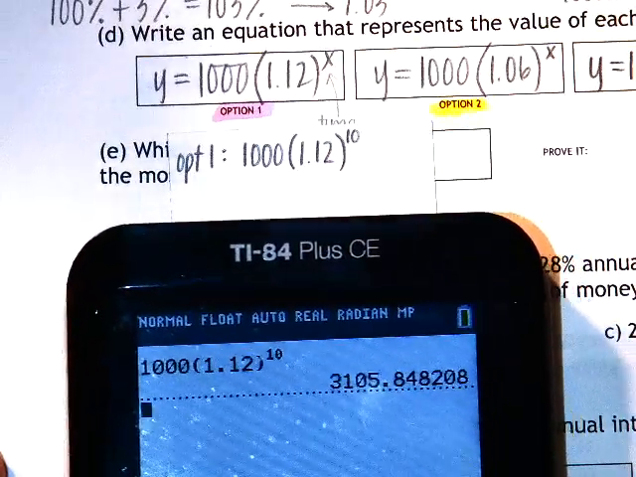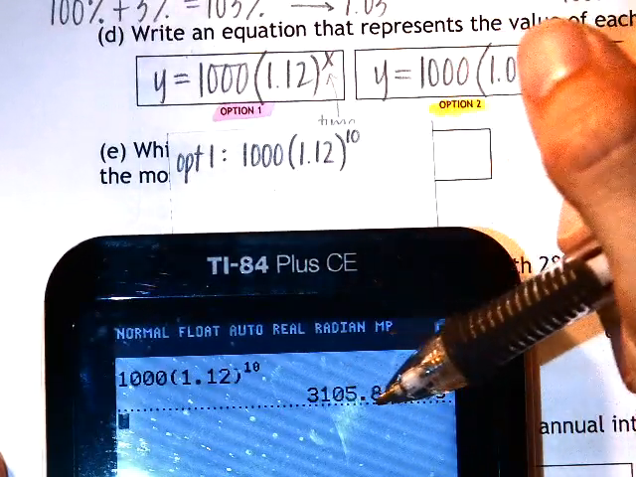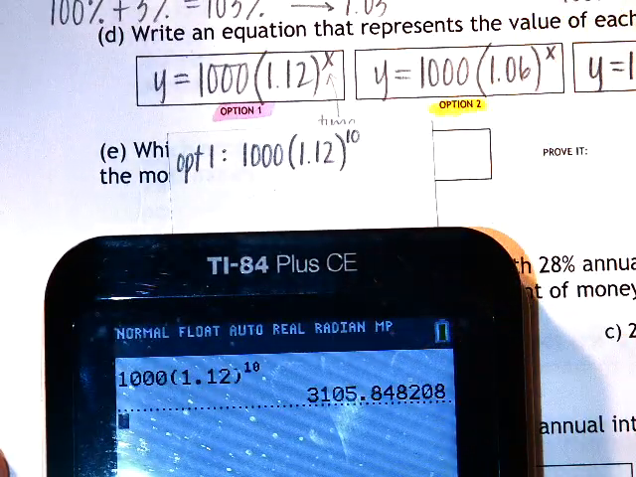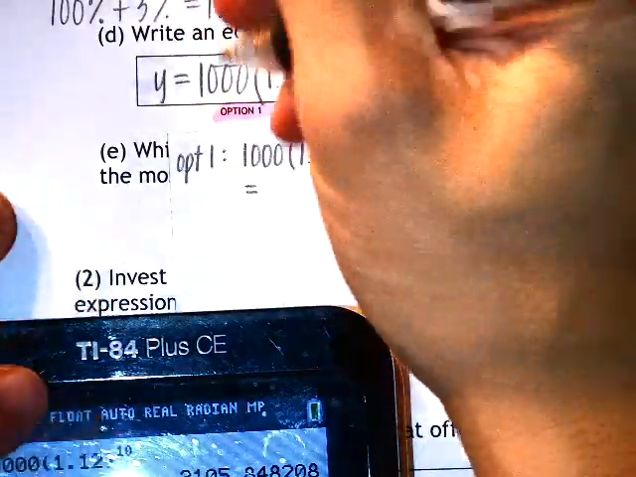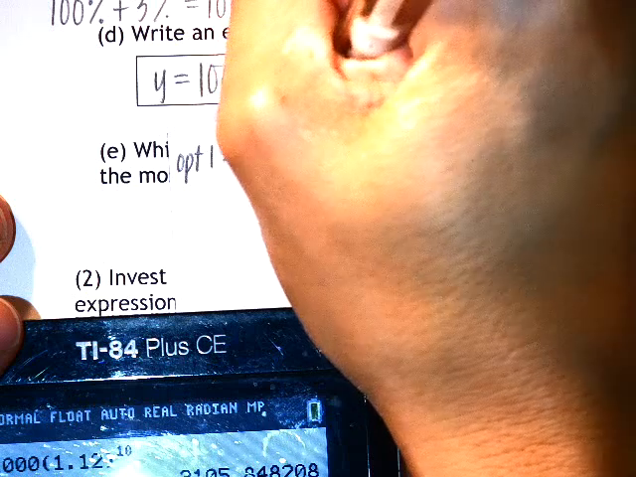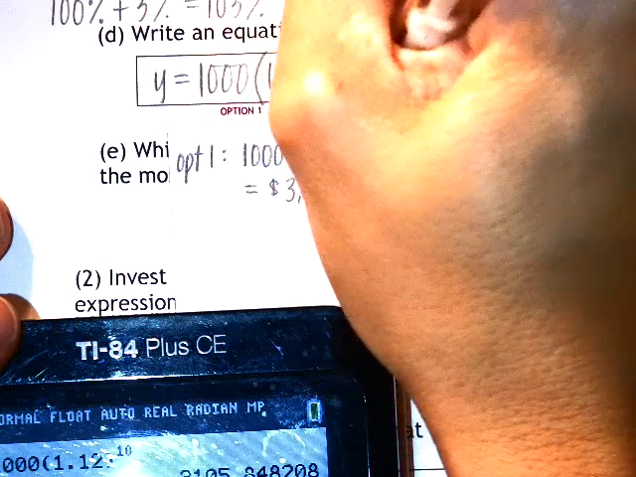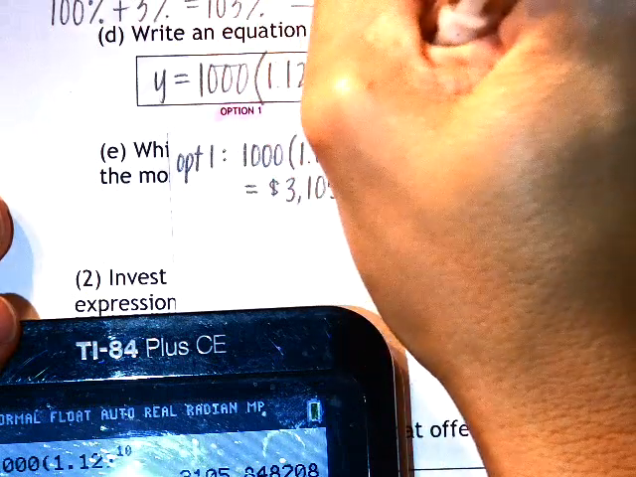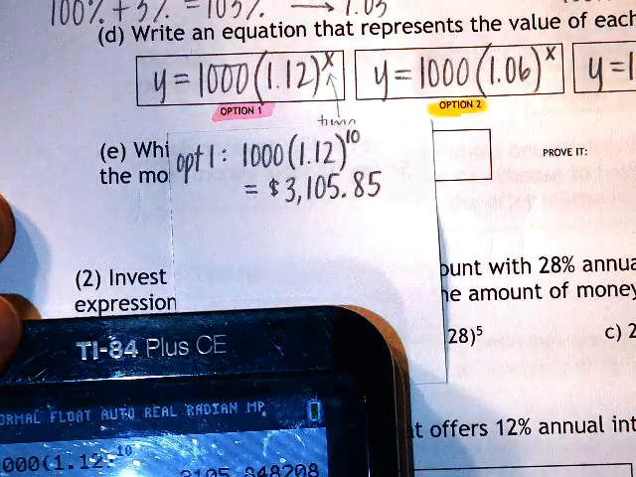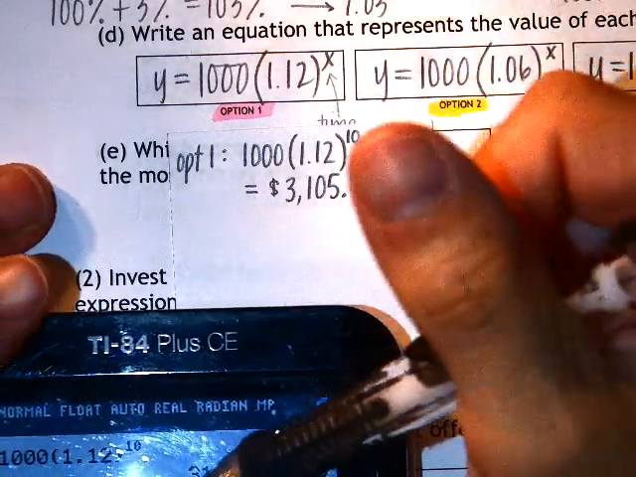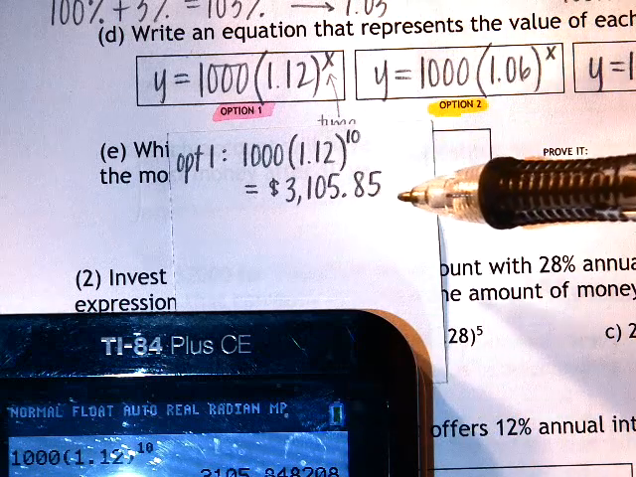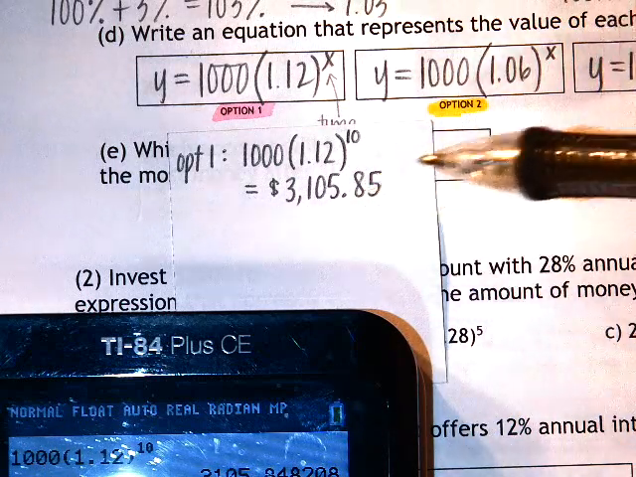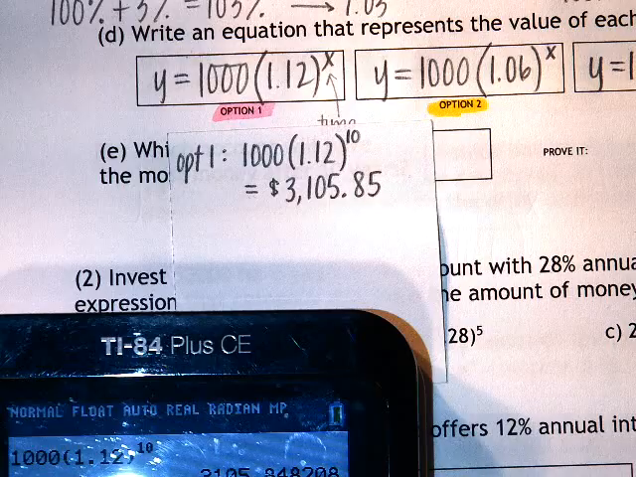That number is the dollar value of the account. So that means that in option 1, my account after 10 years will be worth $3,105 and about 85 cents. Now it's impossible to call this decimal a real number of dollars and cents until you round it. So I always recommend rounding to 2 decimal places so it really looks like money.